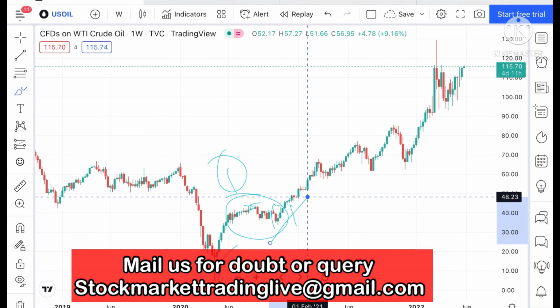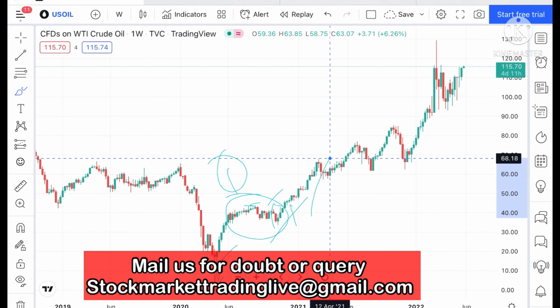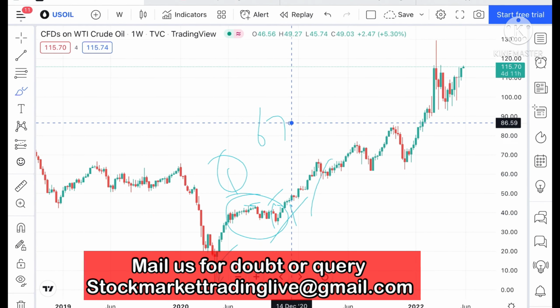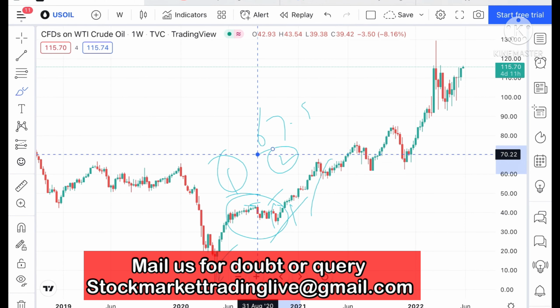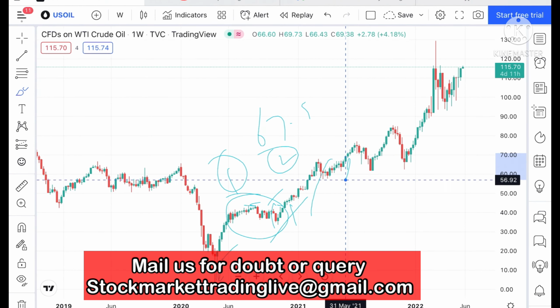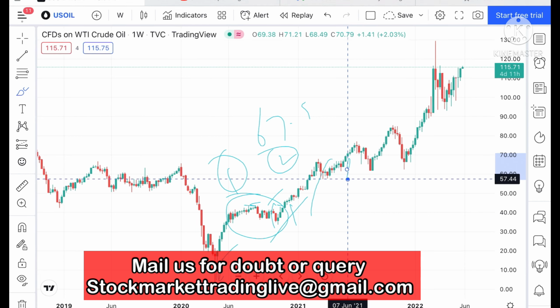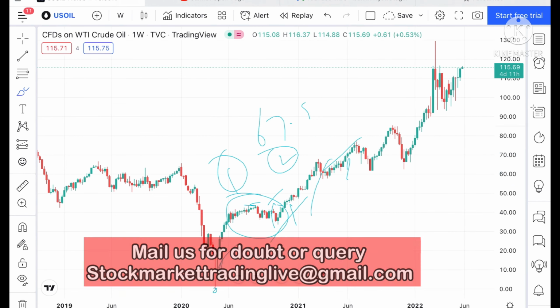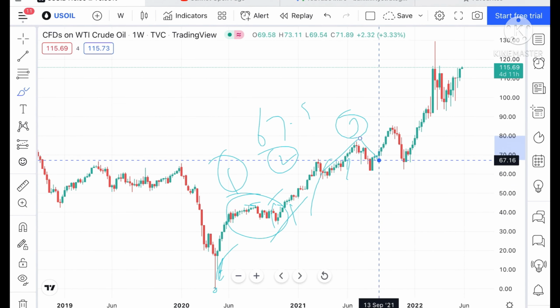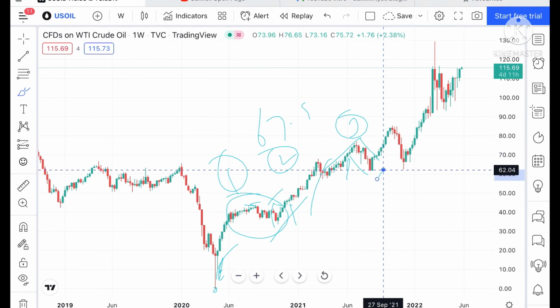After this particular high broke upside, we have seen it again make a high of around 67.92. This is the second time it made a high, and from there we have seen it go down to a level of 57.44. The third time it again went up, again came down, and made a low of around 62.